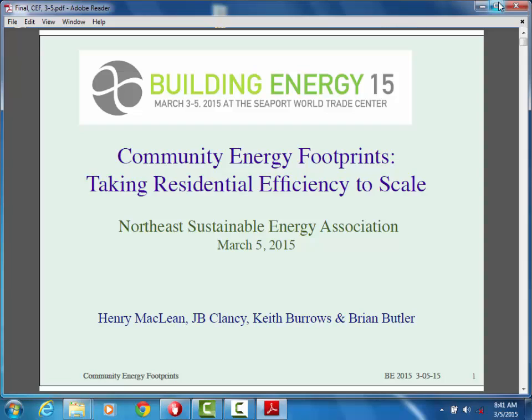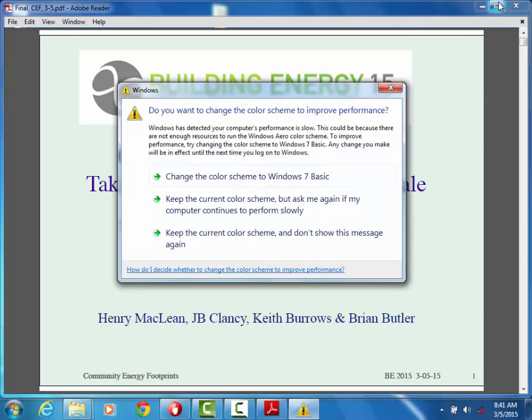Henry MacLean and J.B. Clancy are going to start off with a case study on the town of Milton, demonstrating the real progress that they've made in the town and the challenges that lie ahead. Then Keith Burrows will follow up with a presentation on an operational rating system for houses he's developed as founder of Resynergy. Okay, and then Brian Butler is going to wrap up with his energy rating plugin EnerScore.